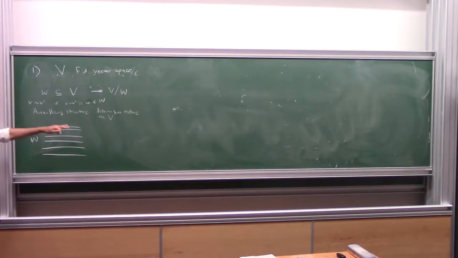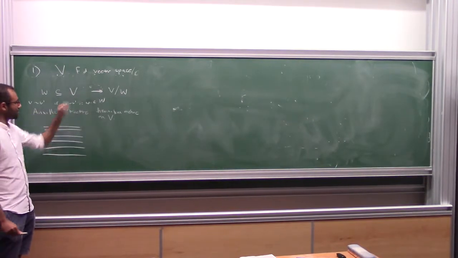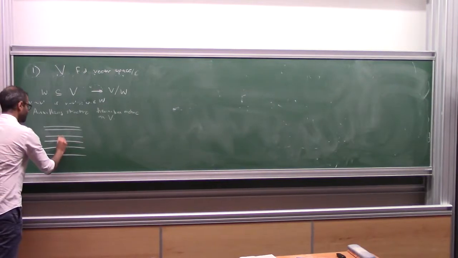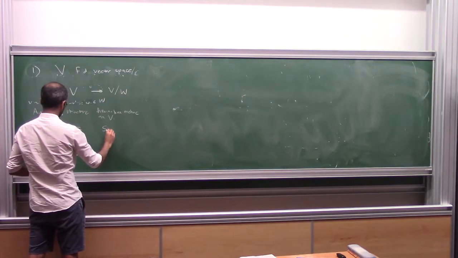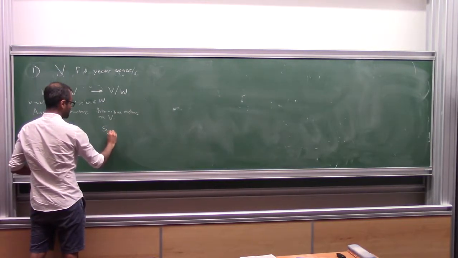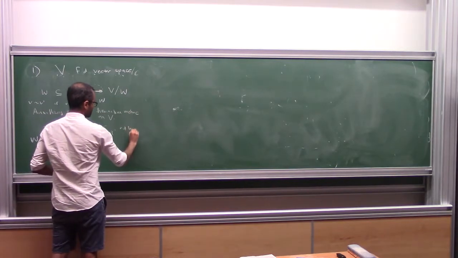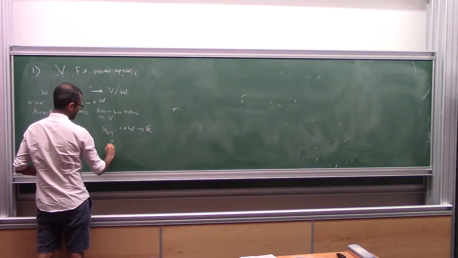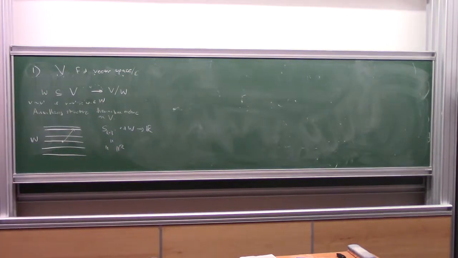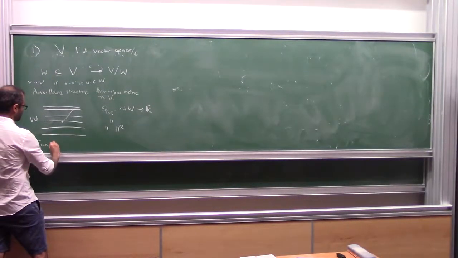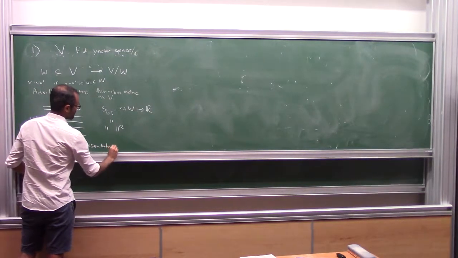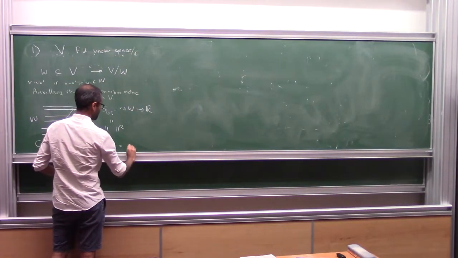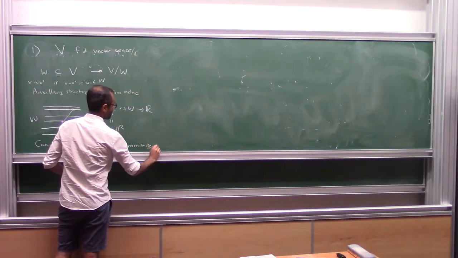How do I find this splitting? Well, on each coset, I have a function which is the distance. So you get a functional S sub V from a coset V plus W to the reals, which is just the norm squared with respect to this Hermitian metric. And you minimize this function. So the canonical representative is the minimizer for the norm squared.